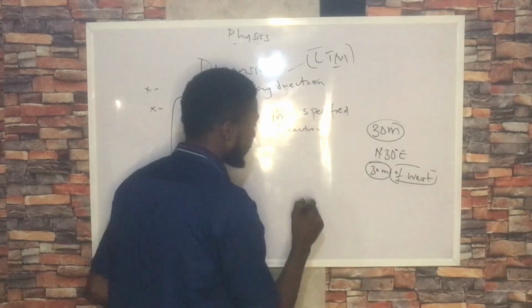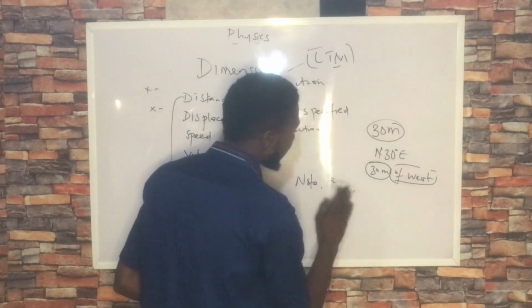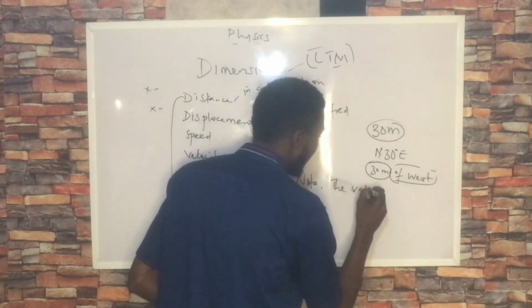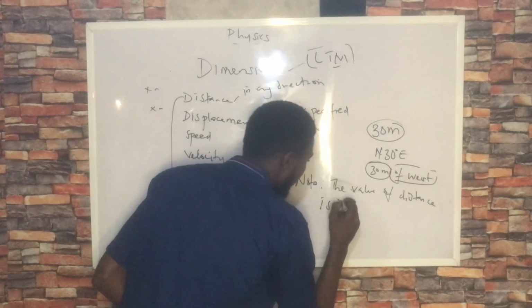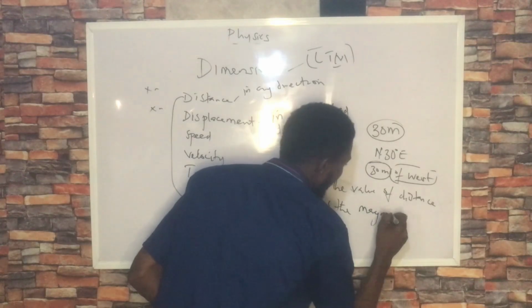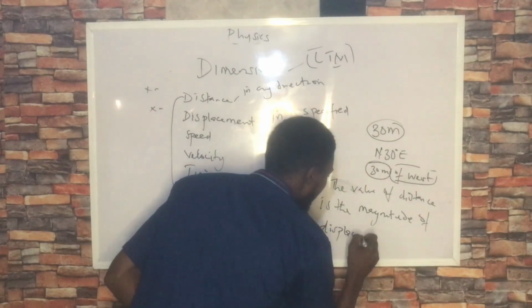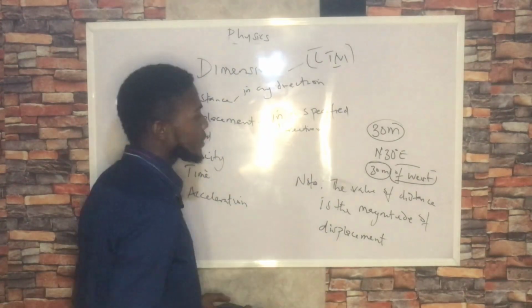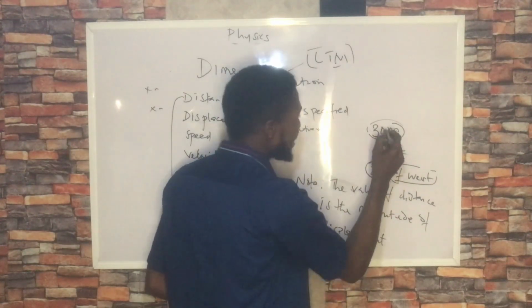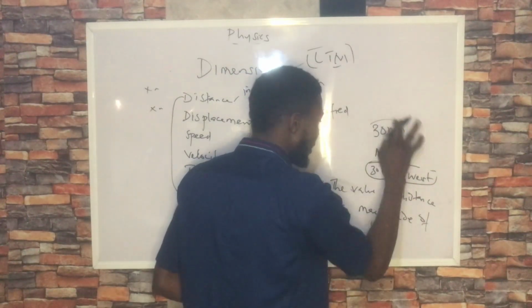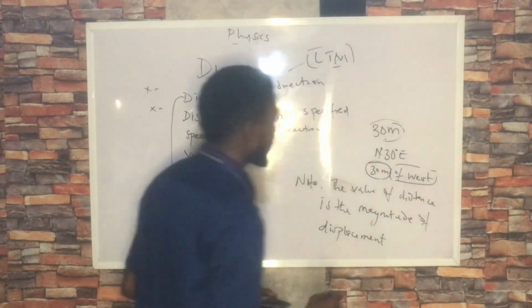So we say in physics, note, the value of distance is the magnitude of displacement. Magnitude is simply talking about size. So this value you are seeing here is also repeated here. So we say distance is the magnitude of displacement. Take note of that.